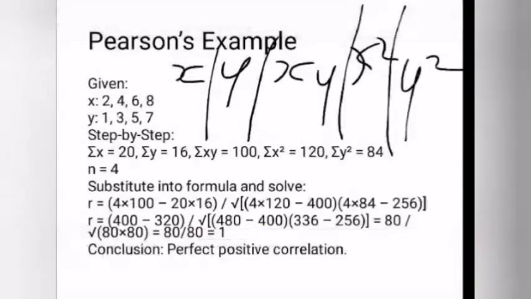So when you substitute into the formula, remember you solve your brackets first. After solving your brackets, you find the square root of the denominator, then you divide through. When you finish solving, your answer is 1. So to interpret this answer, it's a perfect positive correlation. If your answer was -1, that's a perfect negative correlation. If your answer was 0, you would say there was no correlation. So that's it for Pearson's correlation R.